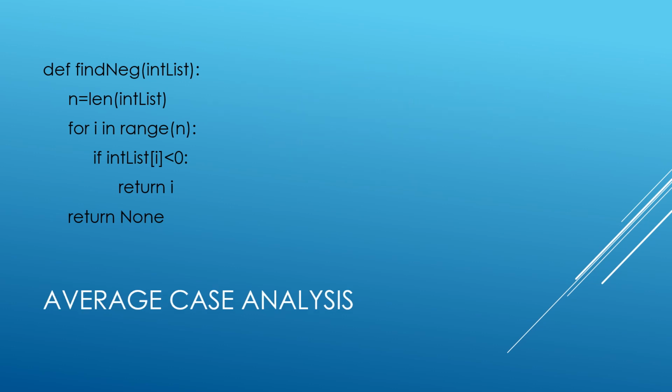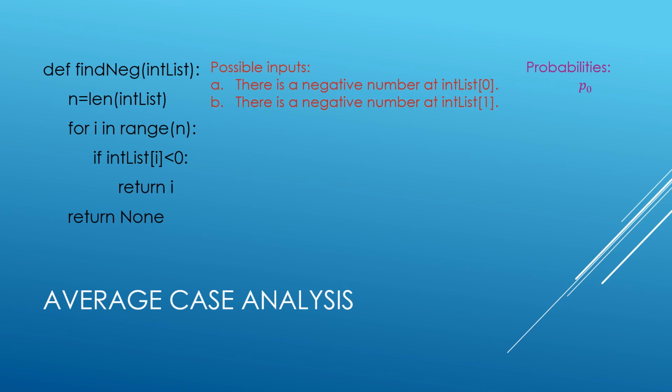Average case analysis. For average case analysis, we must know every possible situation that can happen, and we must also know the probability of occurrence of that situation. So, possible situations are like these. There is a negative number at the 0th index. Let the probability for this be P0. There is a negative number at int list 1. Let the probability for this be P1.